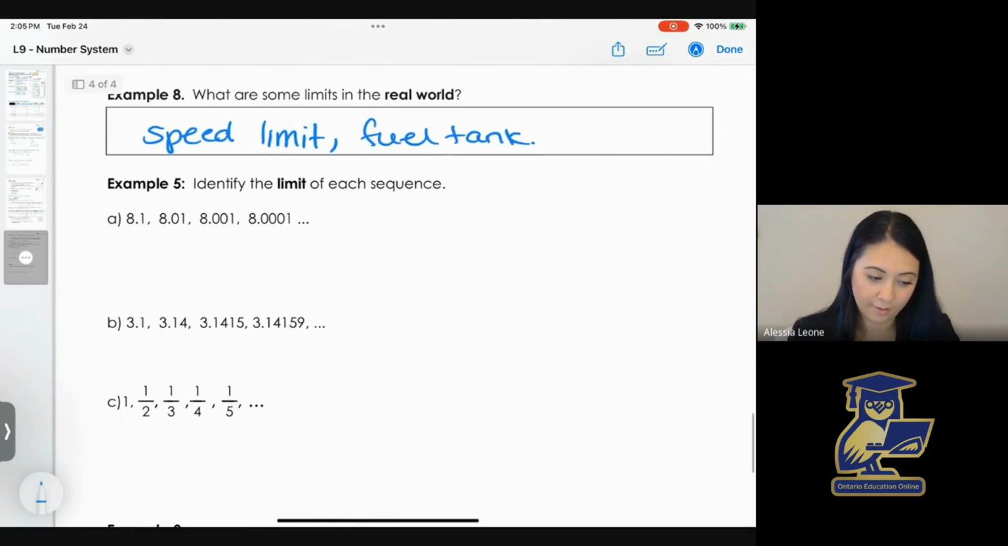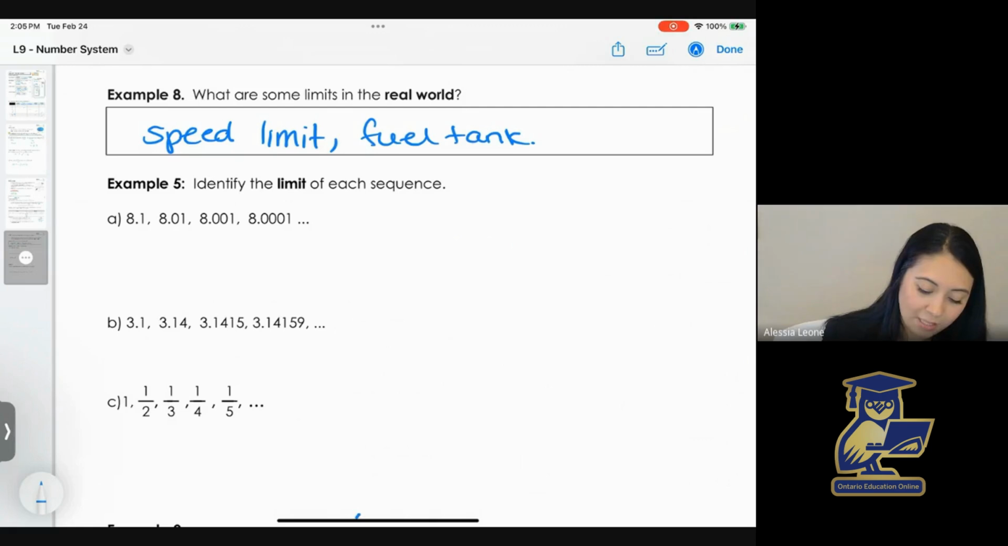There's an example here. In A, we have 8.1, 8.01, 8.001, 8.0001. Now it's asking us the limit. Those decimal numbers are always getting closer to the whole number 8. So the limit is 8.